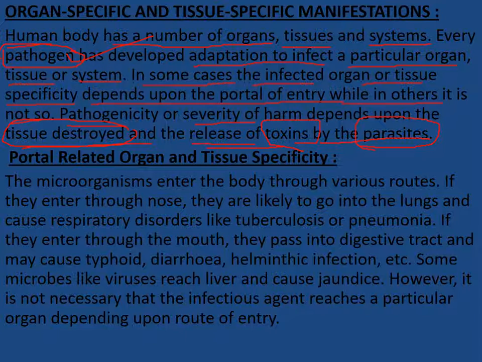That means the human body is made up of a number of organs, tissues and systems, and each of these pathogens targets and adapts to only a particular organ. In the case of hepatitis B, they infect only the liver, not the heart, not the lungs. Some specific pathogens target only a specific organ, not all organs.